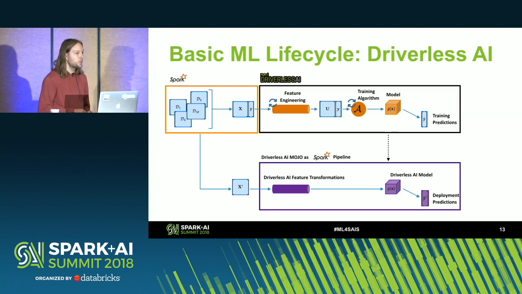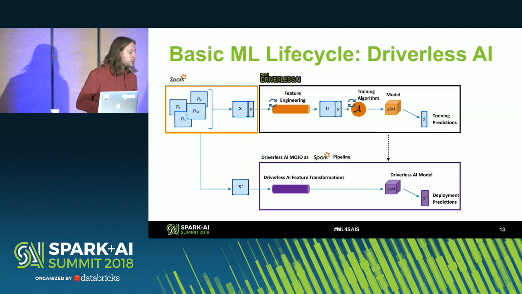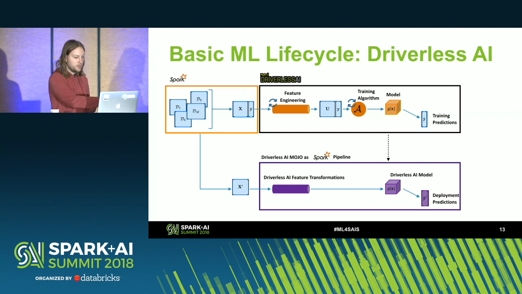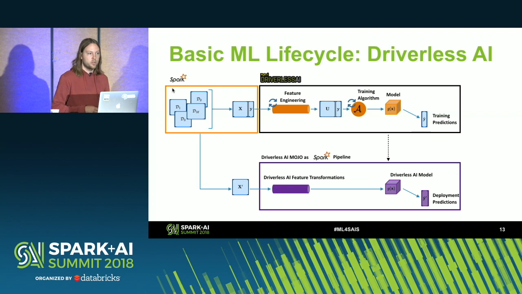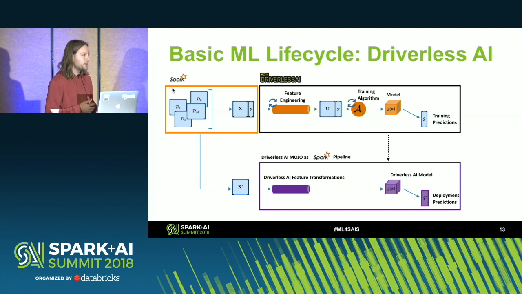How does this fit into the abstract original picture? We can see that we have, again, similar boxes, except that right now we use Spark just for the data cleansing and data engineering. And we use Driverless AI for both feature engineering and model training. Driverless AI can figure out, based on the specific application, what the best feature engineering transformations should be, and it will apply them and export them in the resulting artifact.